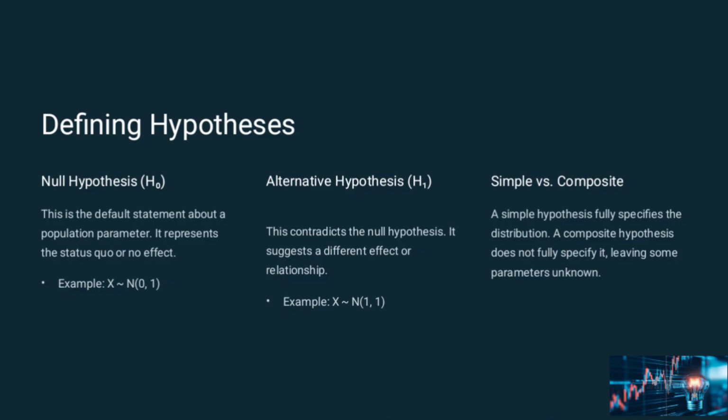This is a set of values for the test statistic that would lead to the rejection of the null hypothesis. If the calculated test statistic falls within this region, the null hypothesis is rejected. This is the probability of incorrectly rejecting the null hypothesis when it is actually true, the type 1 error. A common significance level is 0.05, meaning a 5% chance of rejecting a true null hypothesis.